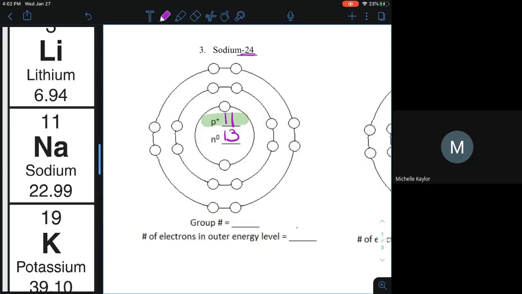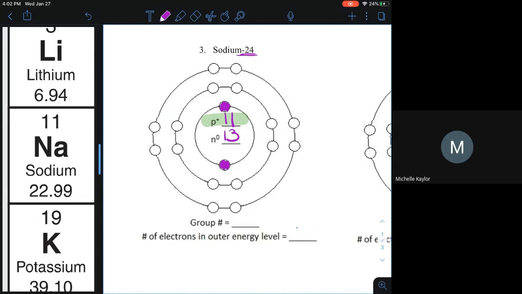So now we got to fill in our electrons. And remember, the electrons want to be as close to the nucleus as possible, just like we want to be front row at the Backstreet Boys concert. So I need to fill in 11 electrons. I'm going to start in the center. 1 on top, 2 on the bottom. That energy level is now filled up.